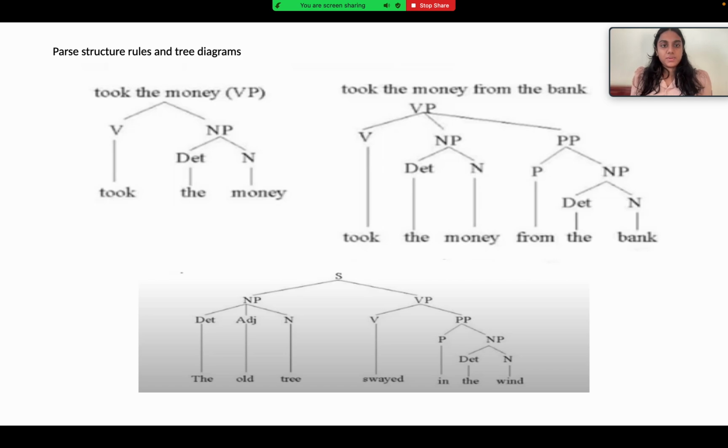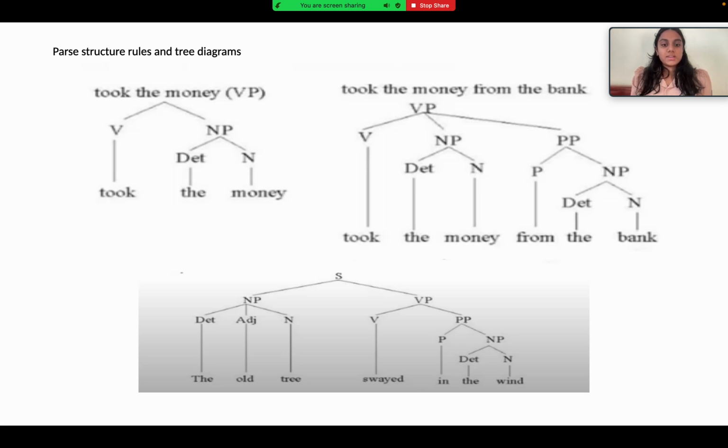Next is took the money from the bank. The whole sentence is a verb phrase. It is split into verb, noun phrase, prepositional phrase. Took here is the verb. The money, the here is determinant, money here is noun. Prepositional phrase is divided into preposition and noun phrase, and noun phrase is again divided into determinant and noun. From is preposition, the is determinant, bank is noun.